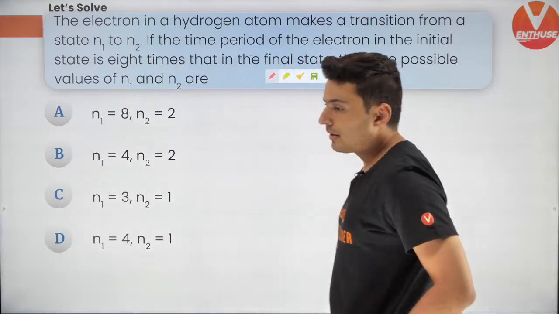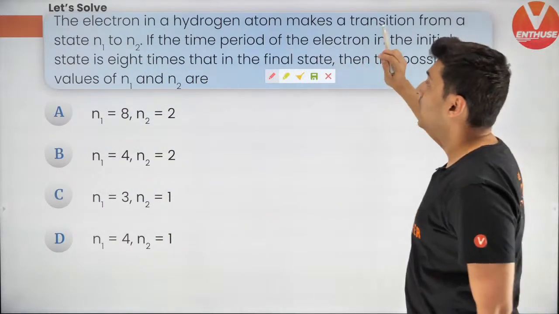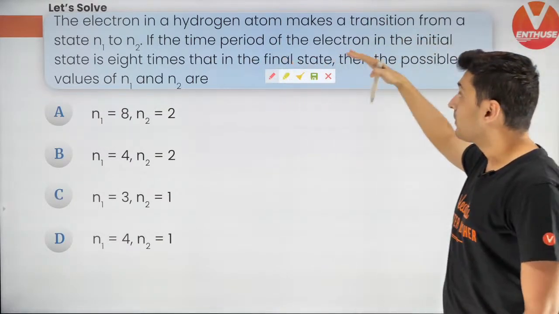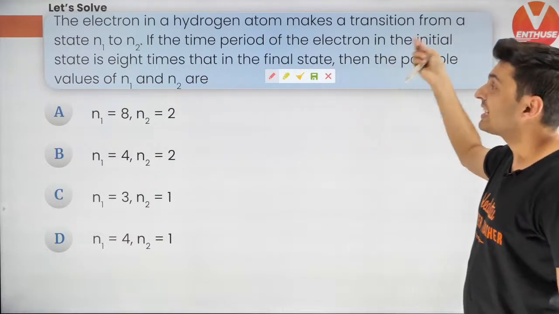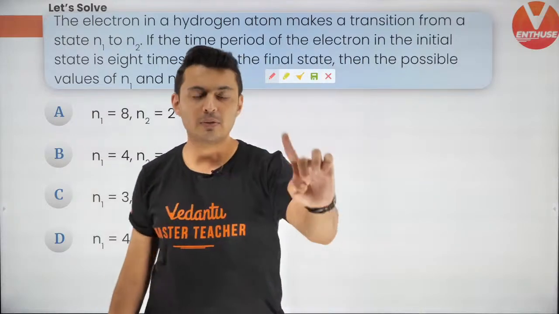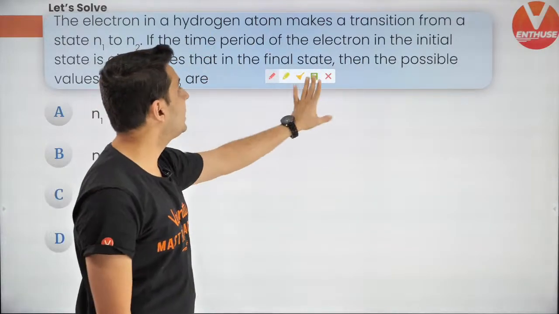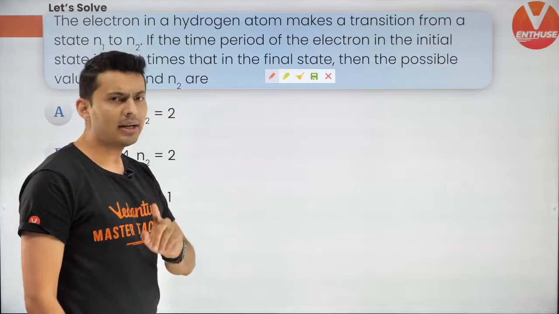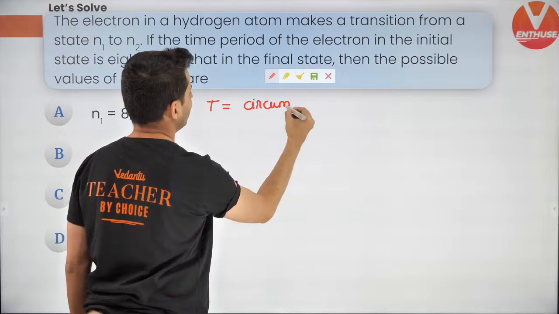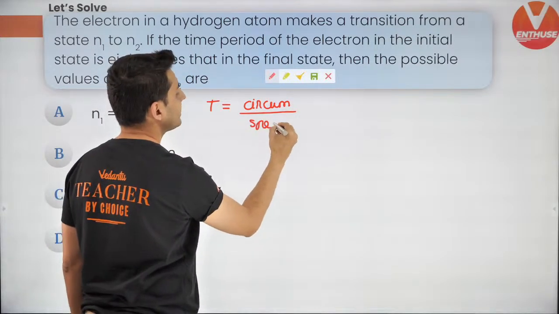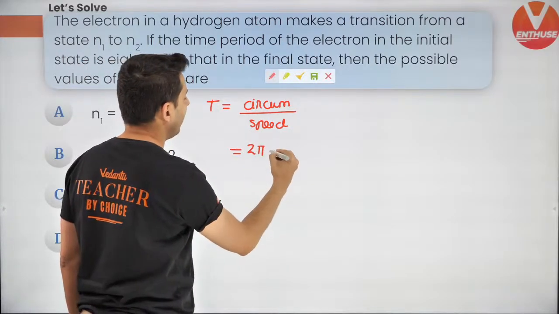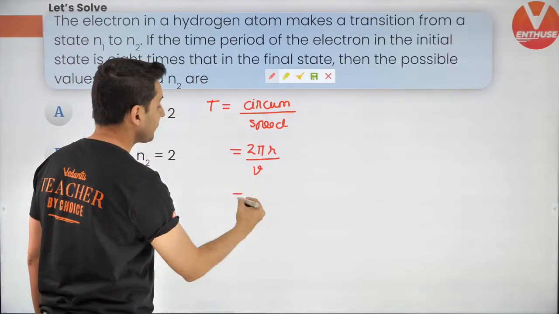Okay. So here it is. There is an electron in a hydrogen atom which makes a transition from one state to the other. If the time period of the electron in the initial state is 8 times that of the final state, then the possible values of n1 and n2 are. First of all, the question says time period of the electron's revolution. So what is time period? Isn't time period the circumference upon the speed with which the electron moves? What is the circumference of the orbit? Isn't it 2 pi r divided by speed, which is v?